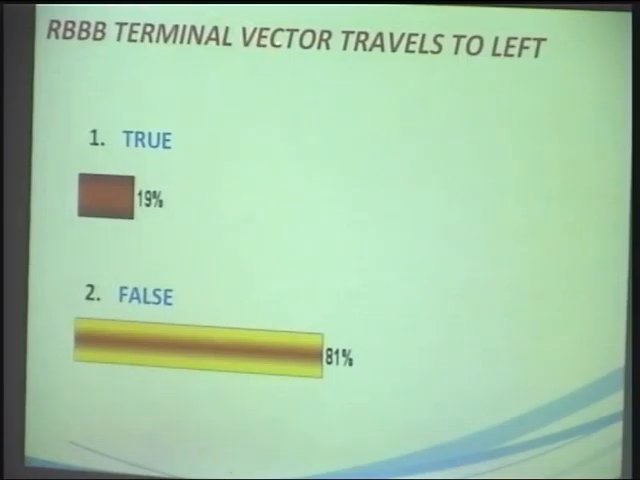So, in right bundle branch block, the terminal vector travels towards the right. In left bundle branch block, the terminal vector travels towards the left. So please understand that concept.